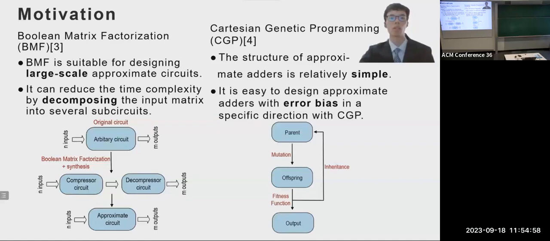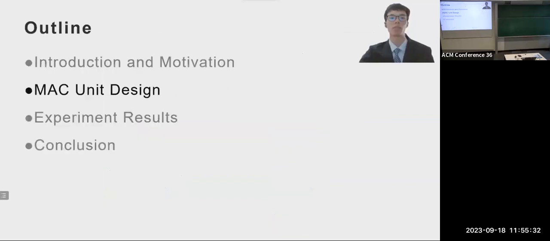For approximate adders, the structure is relatively simple, so they are easy to design with error bias in a specific direction. Therefore, the approximate multipliers are designed using BMF in the proposed approximate MAC units, and the approximate adders are produced by CGP according to error characteristics, thus making the errors compensate for each other. Besides, since the error in the less significant bits of the calculation has little impact on the results, a low-pass OR adder can be used for partial accumulation.